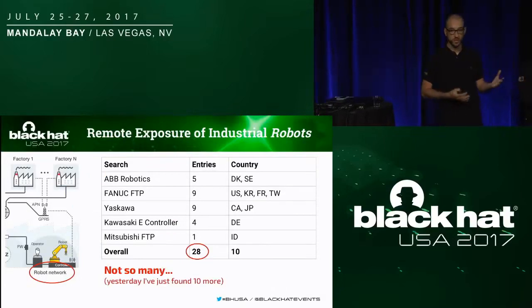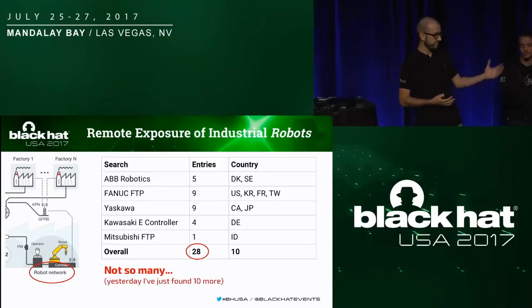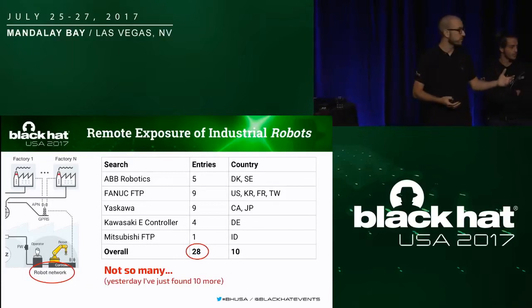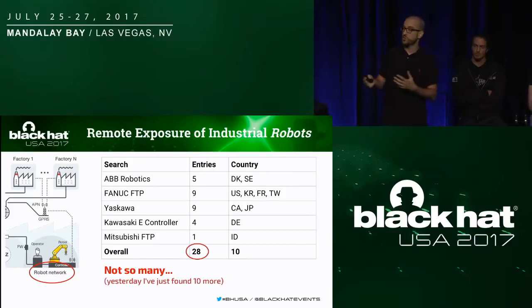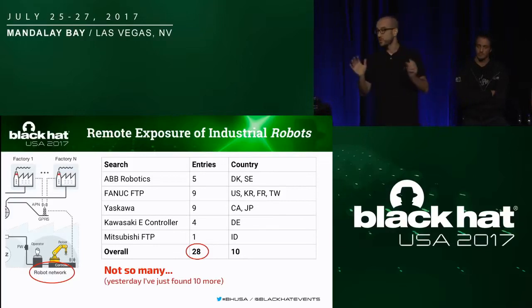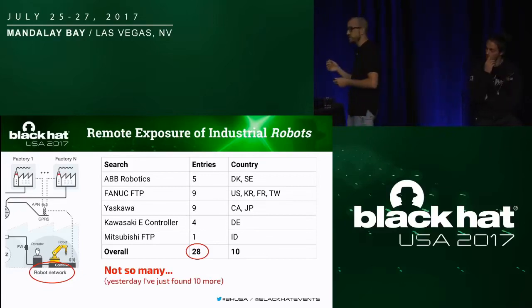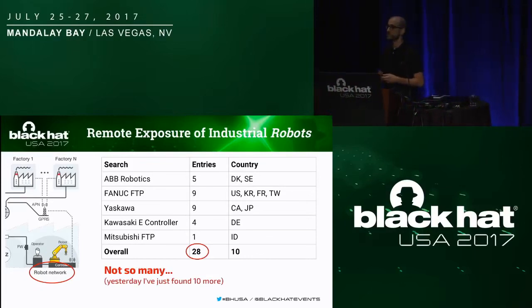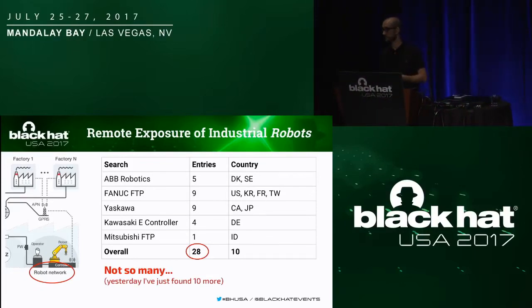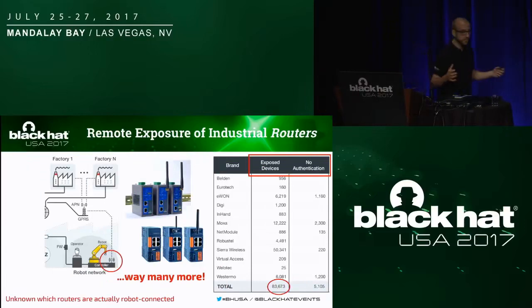Fortunately, we haven't found a lot of exposed robots. If you simply search for the top 5 brands, this is what you're going to find. I checked a couple of days ago, and there were 10 more than that. But we've been monitoring these searches for about 1 year, and all the numbers that we got were fluctuating between 25 and 35. So not a lot of them. Actually, if you change your point of view, instead of looking for the robots, you look for the brands of the routers that are used to connect these robots, you're going to find a much more interesting picture.